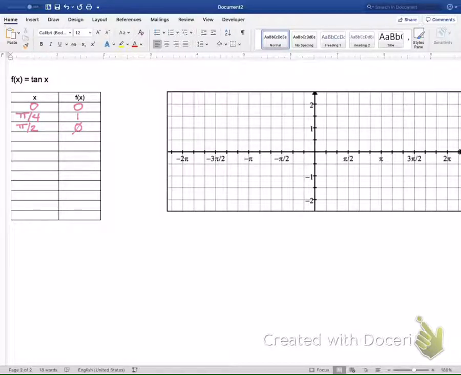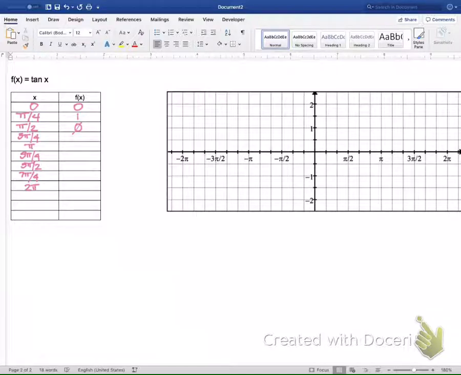So let's see what other values we want to fill in for our tangent table. We want 0, pi over 2, pi, 3 pi over 2, and 2 pi. And then we said we're using which reference angle this time? The pi over 4s. So what's in the second quadrant between pi over 2 and pi? Three pi over 4. Which one's in the third quadrant? 5 pi over 4. And which one is in the fourth quadrant? 7 pi over 4.